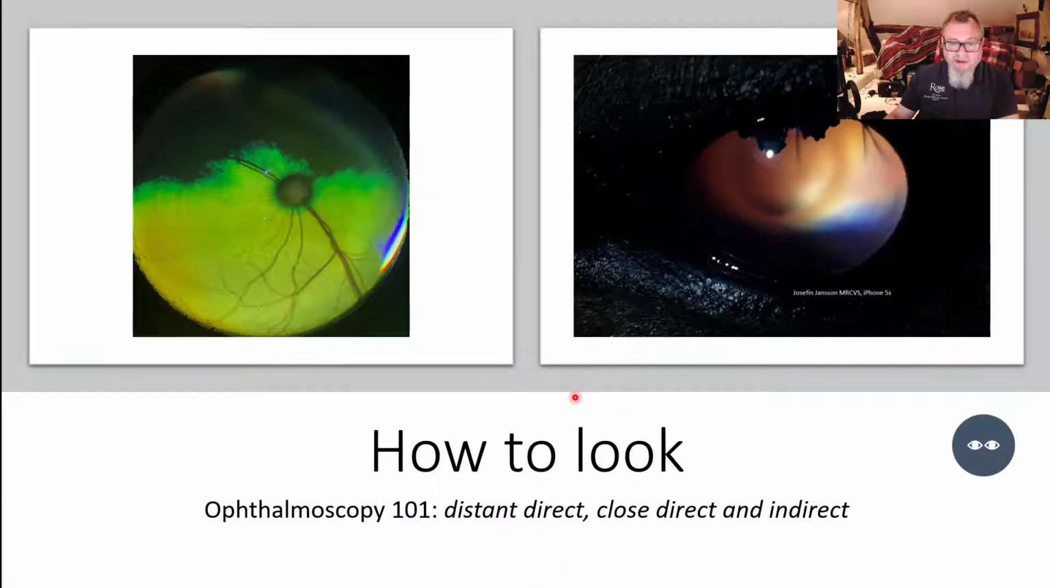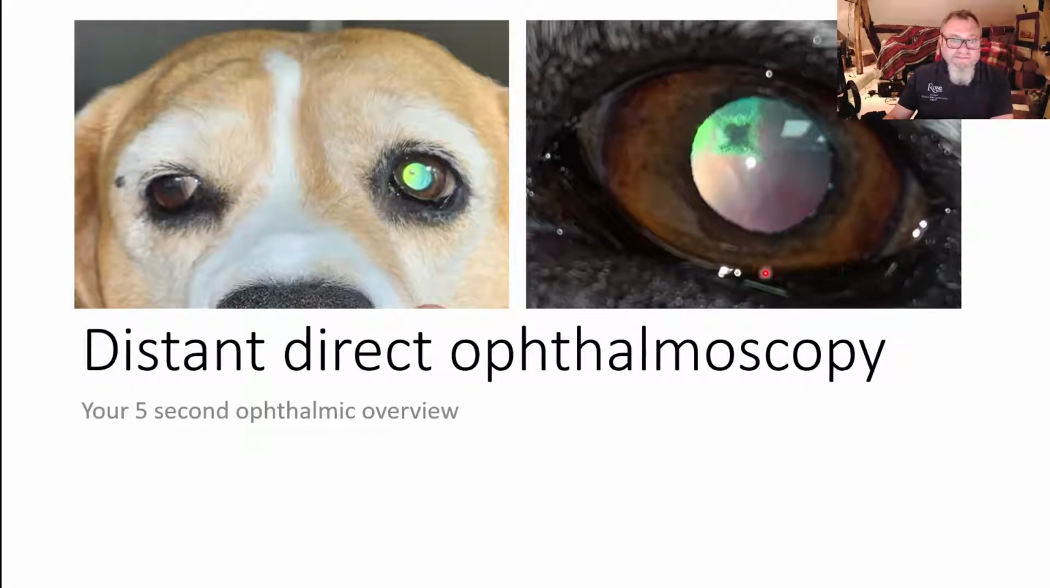Before we go on to how we use our phones, we're going to remind you how we use our current instrumentation: distant direct, close direct, and indirect ophthalmoscopy. So a quick run through ophthalmoscopy for you. This left-hand image is a feline fundus captured with an iPhone using an indirect lens. This beautiful photograph on the right-hand side from my colleague Josephine shows the concentric layers of the normal lens of a horse, using her iPhone 5 with the light on.